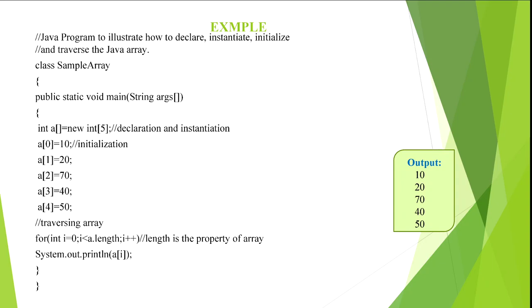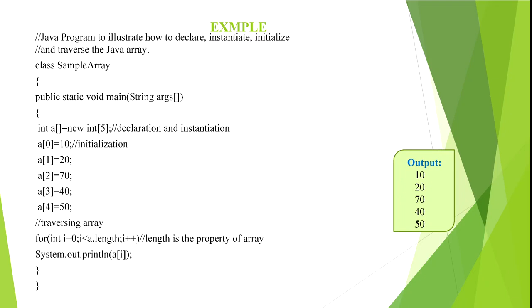After that I initialize a of 0 equal to 10, then a of 1 equal to 20, up to a of 4 equal to 50, and now I want to display all the elements of the array, meaning traversing the array with a for loop. For i equal to 0, i is less than a.length, i plus plus. What is a.length? a is the array, and as I already told you in the last slide, if you want to know the size of an array you must use the system defined member variable length. With a.length it returns the size of the array, that is 5.